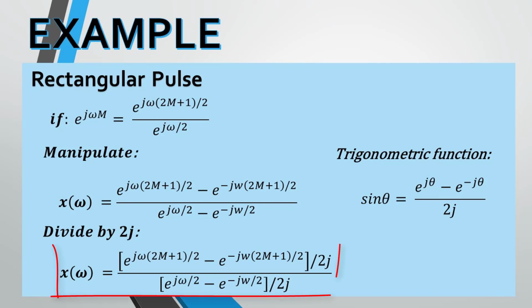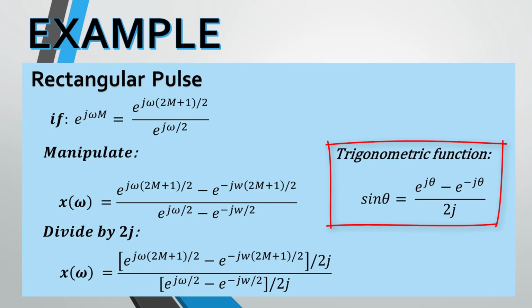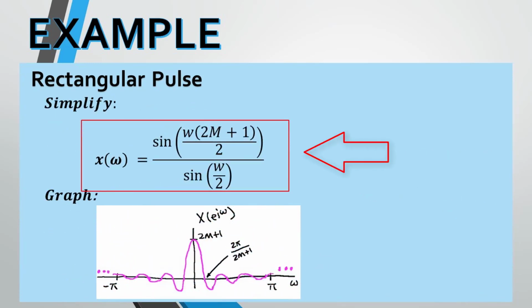We divide both numerator and denominator by 2j. Then, we can recognize that this will be a ratio of sine functions from the trigonometric function sine theta is equal to e raised to j theta minus e raised to negative j theta all over 2j. Simplifying, we get X of omega is equal to sine of the quantity omega, quantity 2M plus 1 all over 2, all over sine omega over 2.